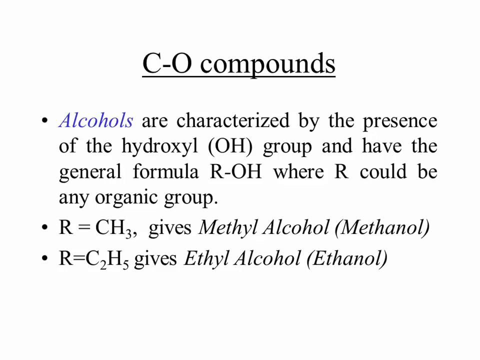Then you have methyl alcohol, or what is referred to as methanol. If R is C2H5, then you have ethyl alcohol, which is called ethanol, which is the kind of alcohol that people consume. What will happen if you consume methanol? Yeah, you're blind, you might even die.